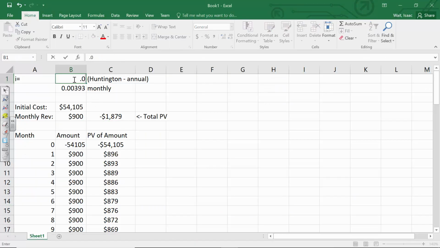So 0.0275. So the monthly automatically updates. Our initial cost and monthly revenue stays the same, but what you see is that since the interest rate going to the bank is less, then we actually have a positive present worth.